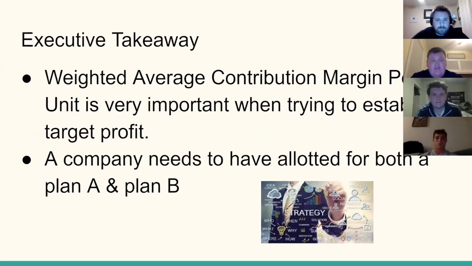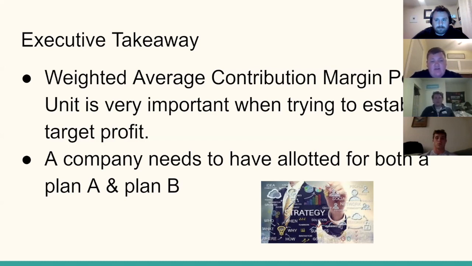Okay, for the executive takeaway, the weighted average contribution margin per unit plays a big role in determining the target profit point and what will be needed in order to reach their goals. This is what allows the business to know what on average each unit earns when they are two different products and the difference they will be from the sales price, thereby allowing you to compute your other data more accurately.